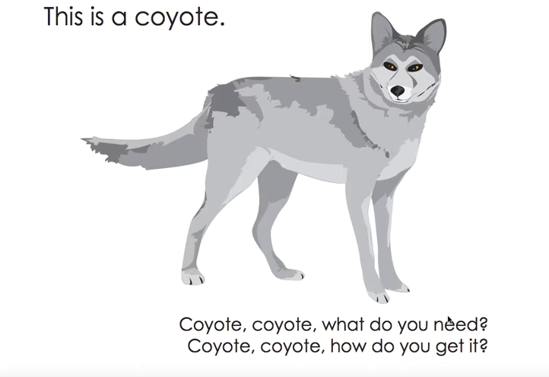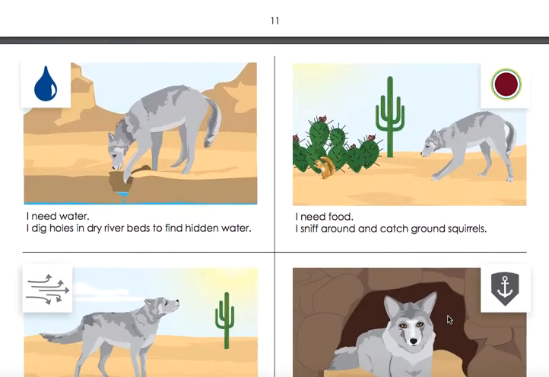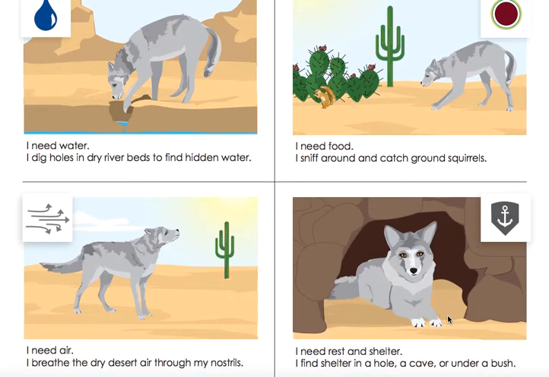This is a coyote. Coyote, coyote, what do you need? Coyote, coyote, how do you get it? I need water. I dig holes in dry riverbeds to find hidden water. I need food. I sniff around and catch ground squirrels.